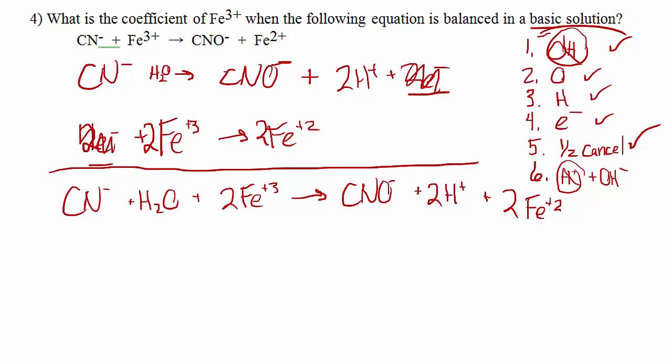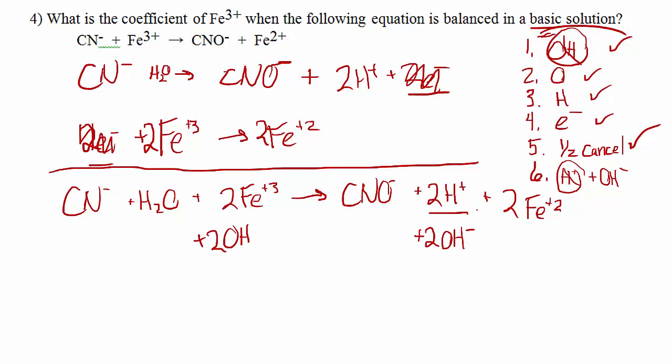Now if it's in a basic solution, this H+ isn't going to really be there. It's basic. H+ is an acidic thing. So we've got to get rid of these H+. How do we do that? Well, we're going to have to add 2 OH- to both sides.